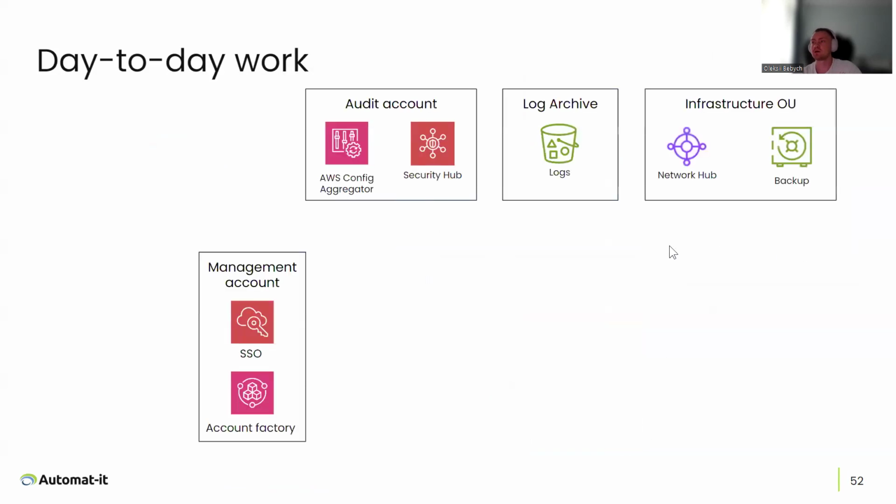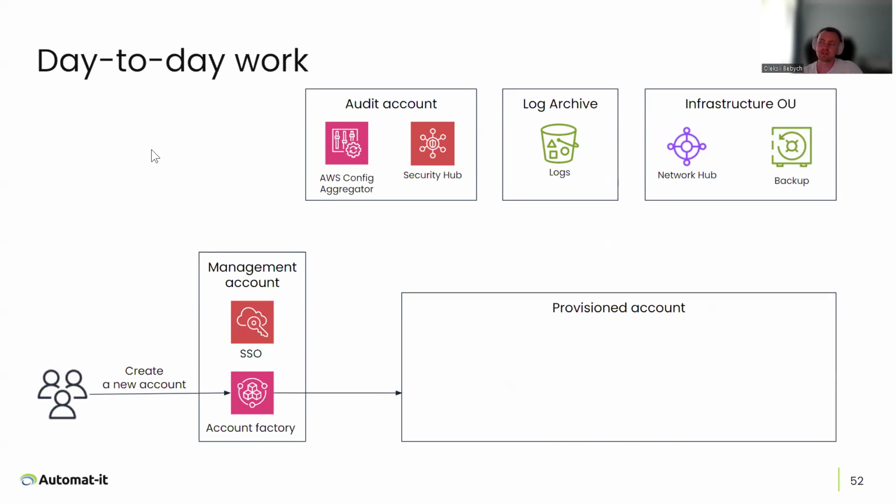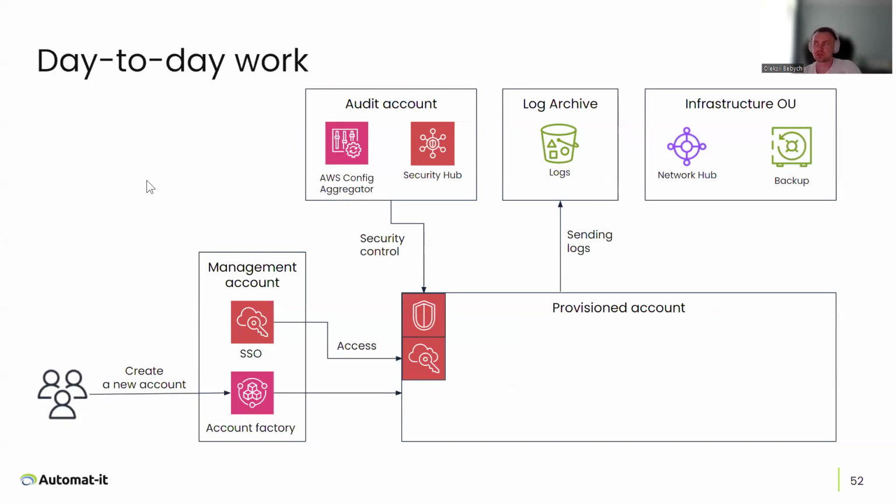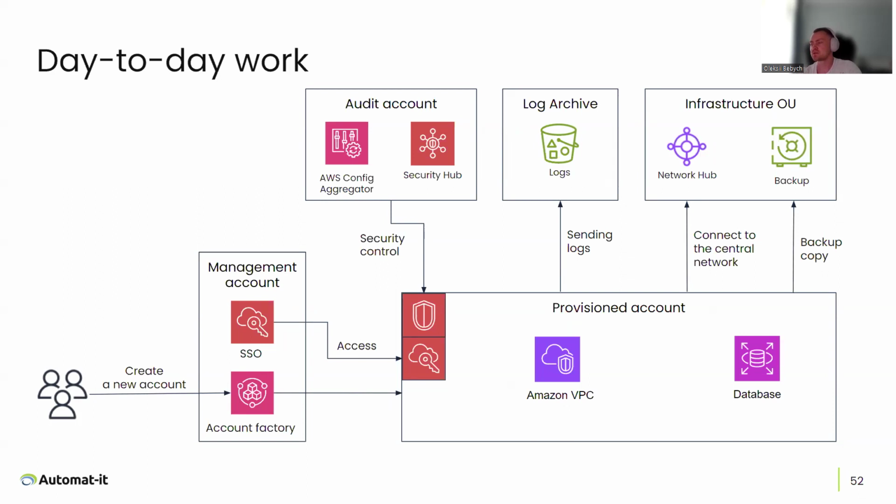And let's summarize. We have our landing zone built. What is next? Next is day-to-day work. For example, we want to create a new account in our landing zone. We send a request, a new account appears, and here we automatically get configuration of SSO. We automatically enable security services and monitor findings. Automatically sending logs to log archive. Connect our VPC to the central network. And sending backups to the remote storage.